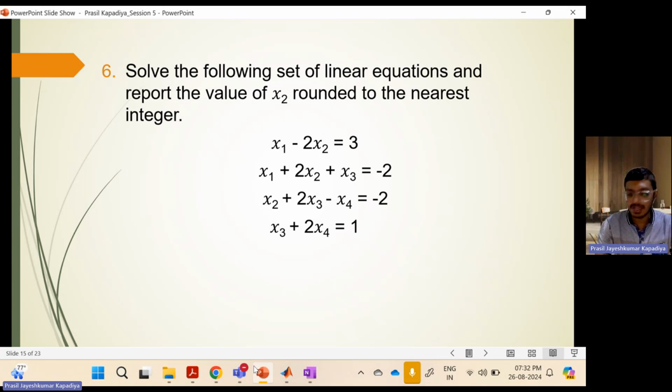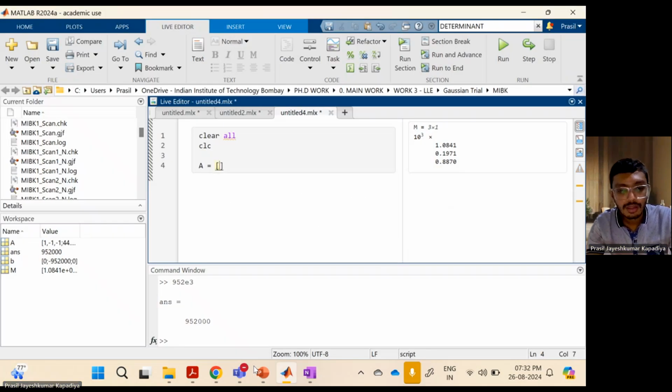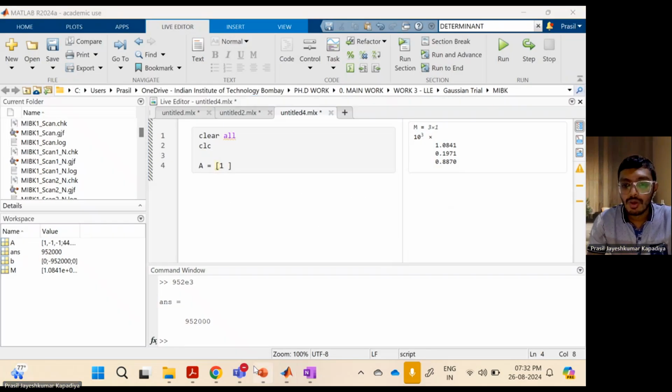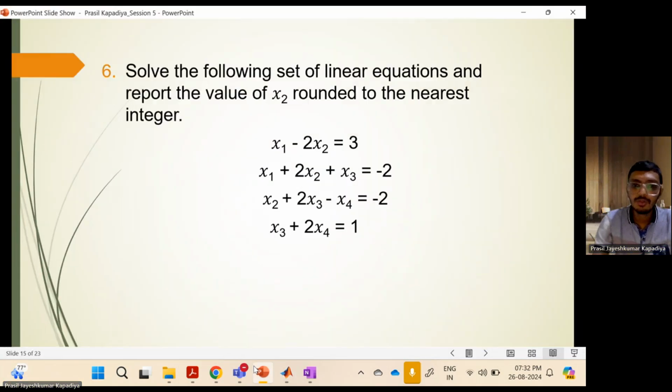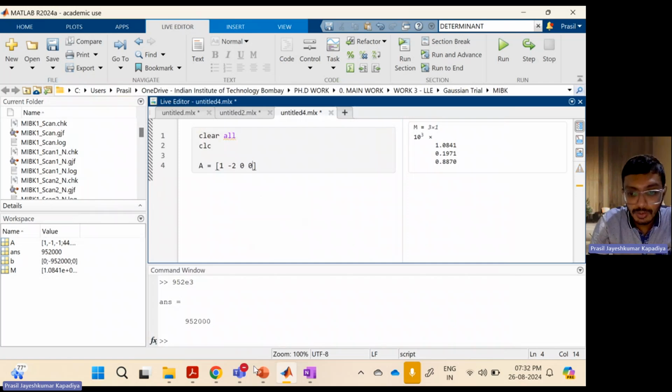x1 plus 2x2 plus x3 is equal to minus 2. x2 plus 2x3 minus x4 is equal to minus 2. x3 plus 2x4 is equal to 1. So we have 4 equations and 4 unknowns x1, x2, x3, x4. In the first equation, the coefficient of x1 is 1, the coefficient of x2 is minus 2, and x3 and x4 are not present, so their coefficients are 0, 0.